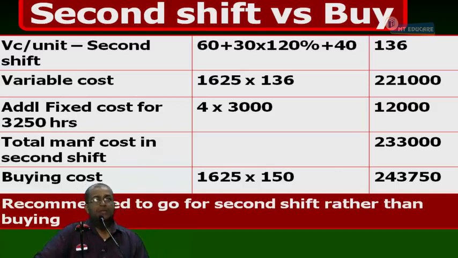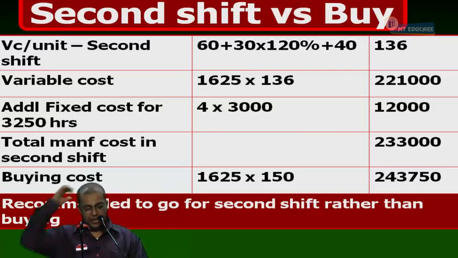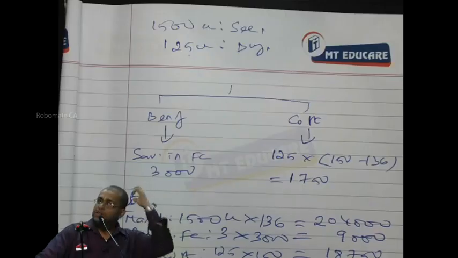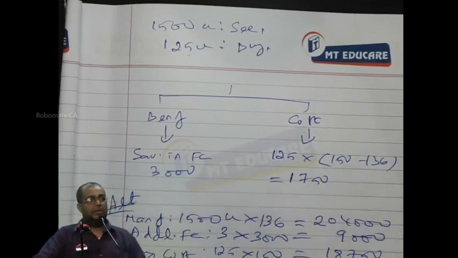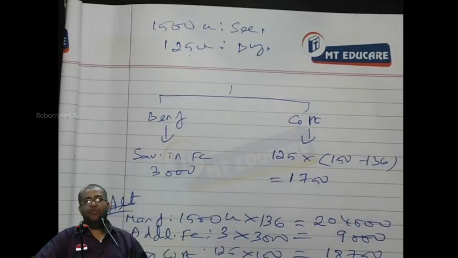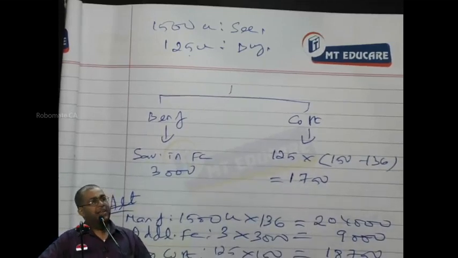We can manufacture 1500 units in second shift and buy the balance 125 units from outside. Everybody understanding it or not?